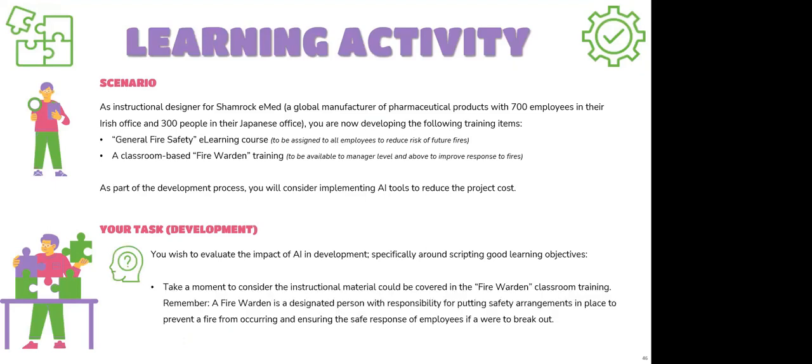I'm actually just going to skip over this activity, guys, in the interest of time, so we can get on to implementation and evaluation. The learning activity here was just going to be to write out some learning objectives for the fire warden safety course. So have a think about what you would need to do for fire warden safety training, write out some learning objectives, and then the solution to this activity was just to see how ChatGPT got on with it.